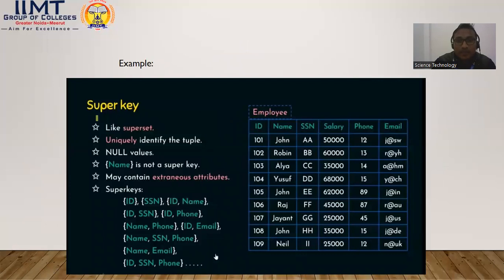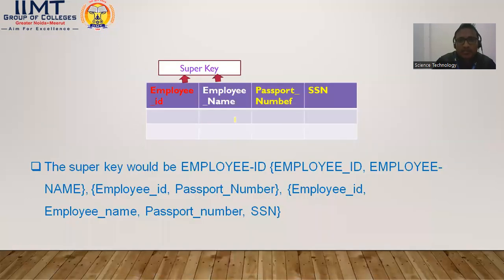This is the example. A superset uniquely identifies the record. This is basic information with a null value. The super key contains the null value. Look, see, the employee name is null. Employee ID, suppose this is the Aadhaar number. I don't know what the name of the citizen is.